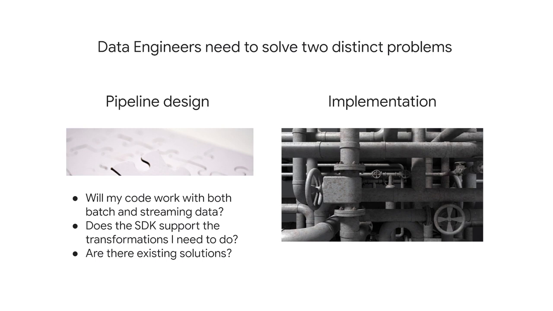For pipeline design, is the code we're going to write compatible with both batch and streaming data, or would we need to do any refactoring? Does the pipeline code SDK we're using have all the transformations, mid-flight aggregations, and windowing functionality? And does it have the ability to handle late data coming into the pipeline? Lastly, for design, are there any existing templates or solutions that we could leverage to quickly get us started?